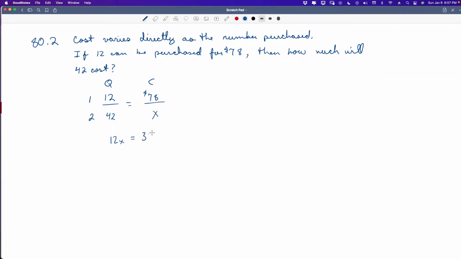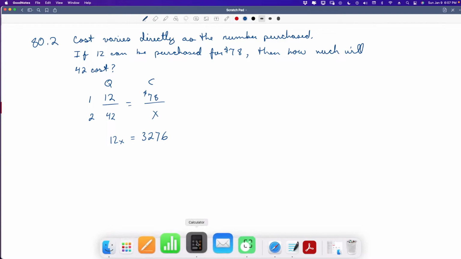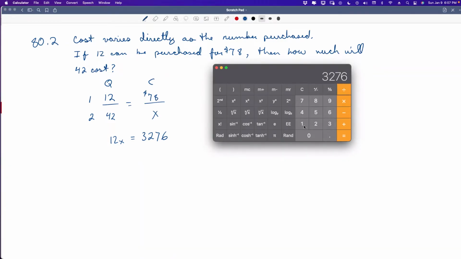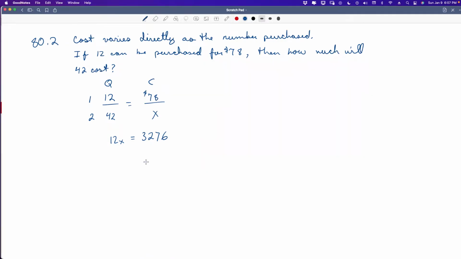All right, 3276. Now we're going to divide by 12, 273. So x is $273. So if we have 12, it costs 78. And if we have 42, it costs 273. And that is using the proportion statement to solve that.